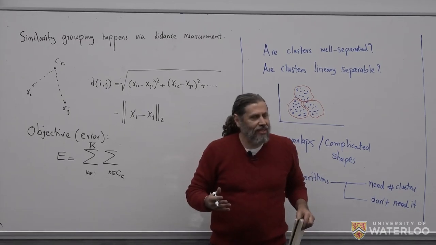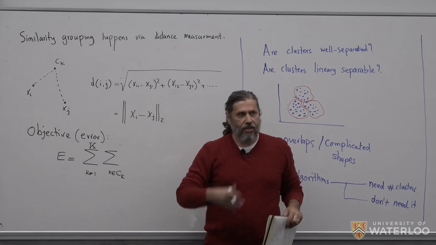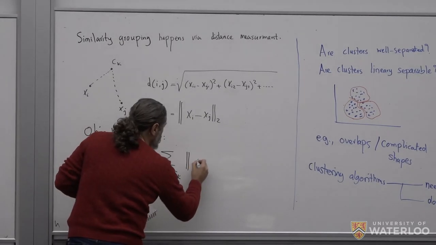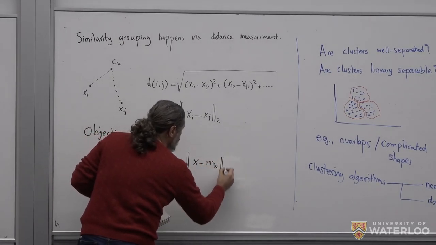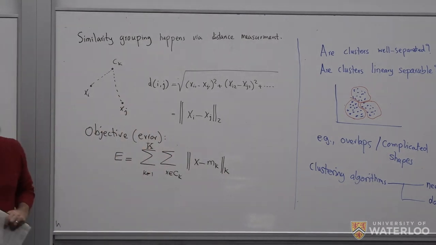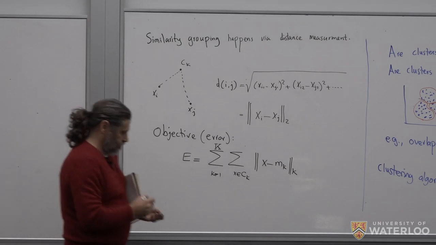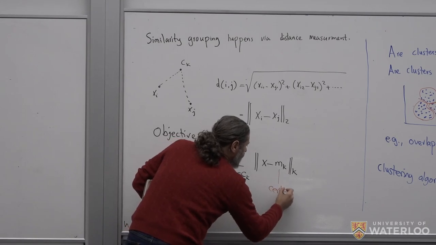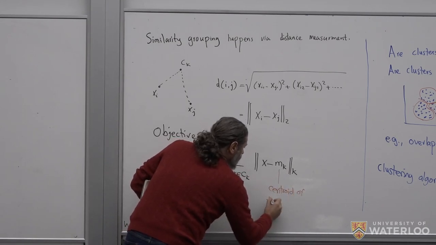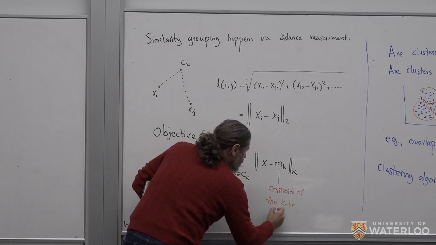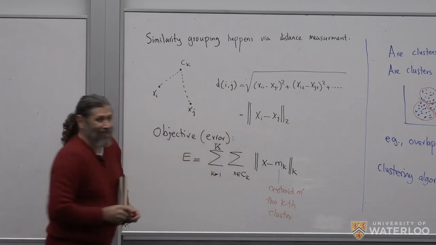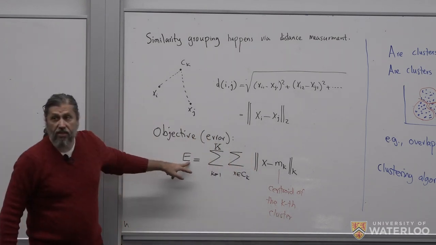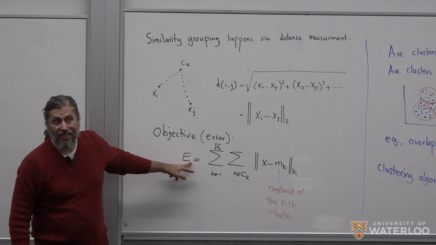So the sum of distances across all clusters and all instances is my error, which will drive the learning, which is the Euclidean distance of x minus mk, with m being the centroid of the k-th cluster. So that's basically it. We have to minimize this because we want similar stuff in the same group.